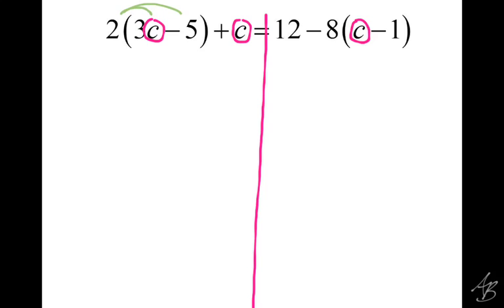2 times 3c is 6c. 2 times negative 5 is negative 10. And then should I do 2 times c? No, we're not going to do that, so we're just going to bring that plus c down.